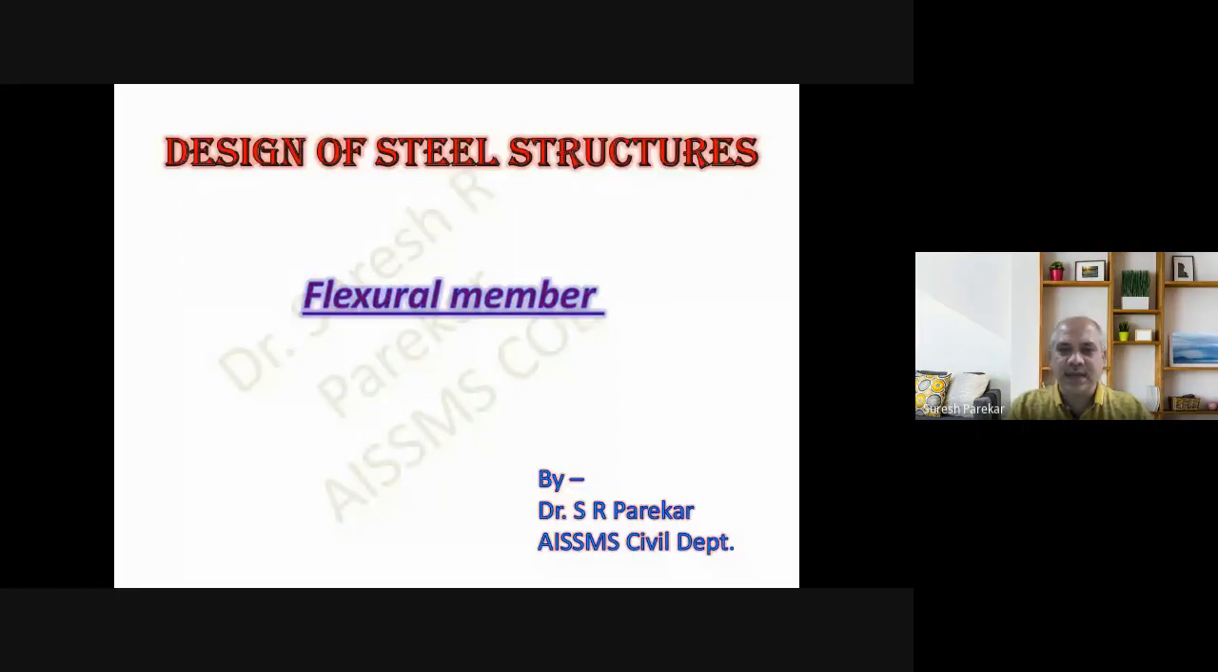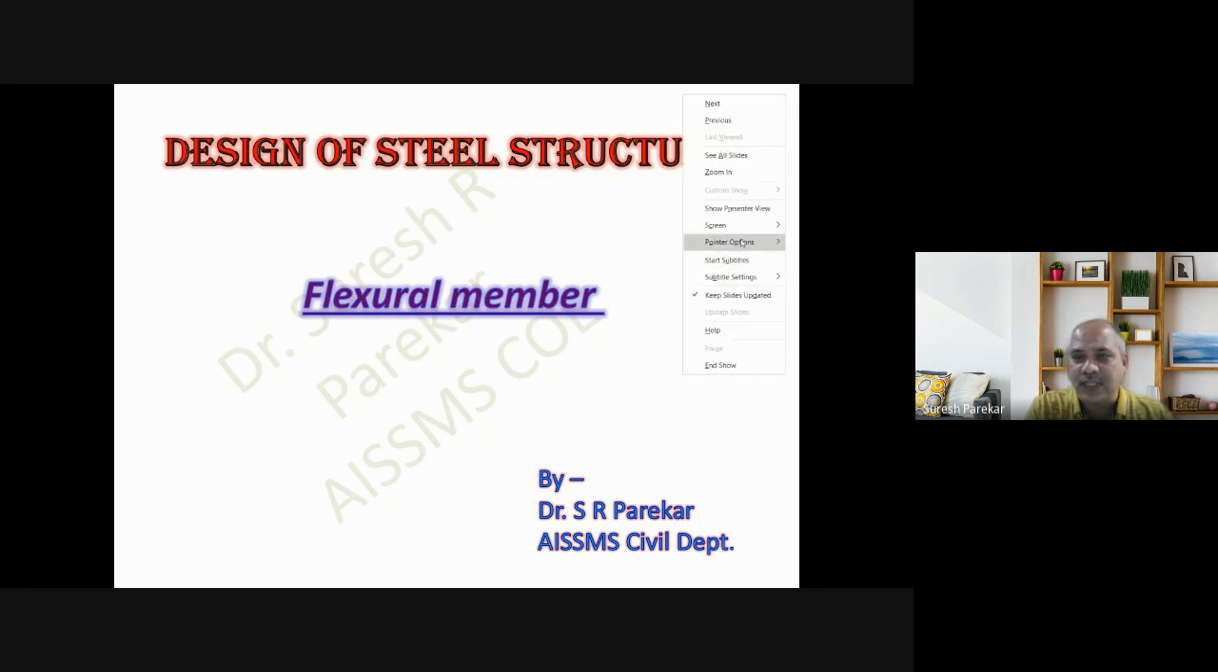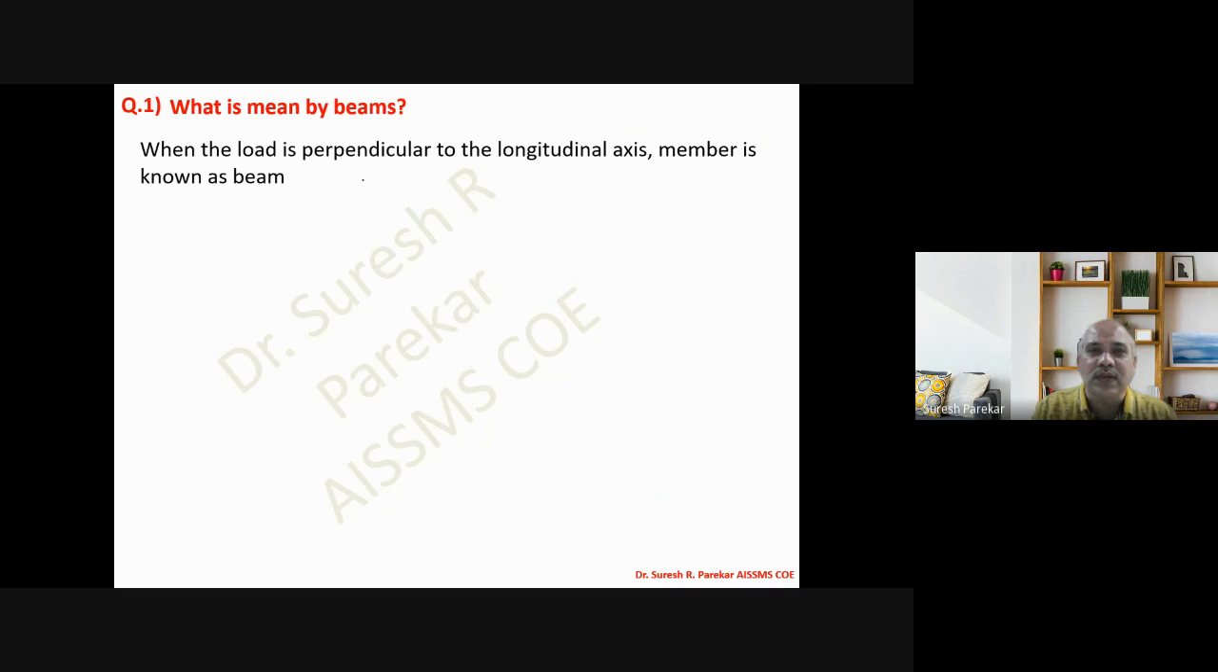Good afternoon. Now we will see some questions which are related to your flexural members, that we can say beams. So now try to understand the difference between axial members and flexural members. In axial members, our load is along the longitudinal axis, and in flexural members, it is perpendicular to the longitudinal axis. So you can see the load is perpendicular to the longitudinal axis. And for axial members, which we are going to say as tension and compression, the load is along the longitudinal axis.